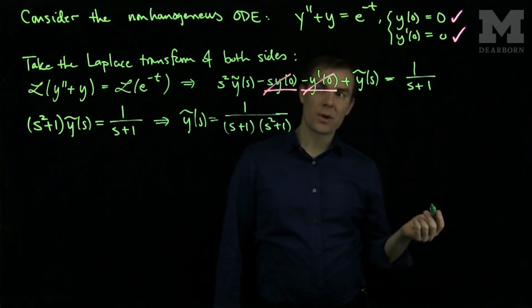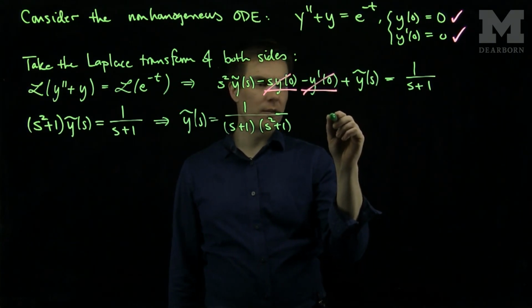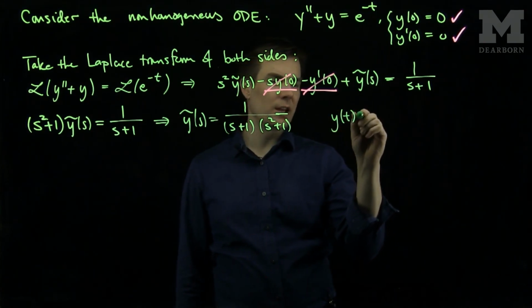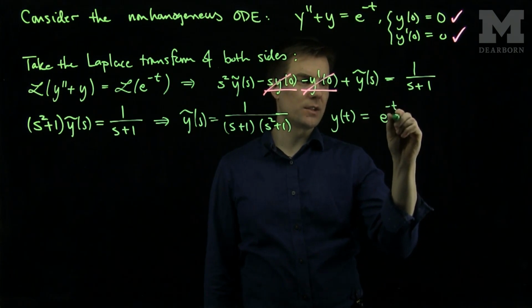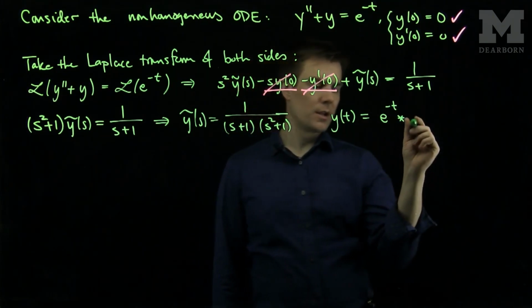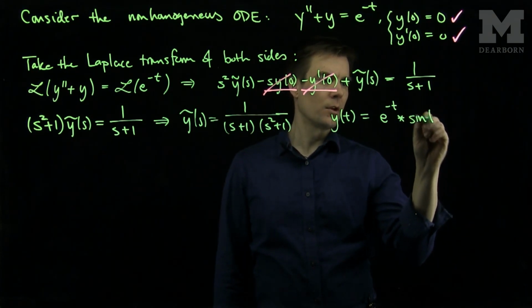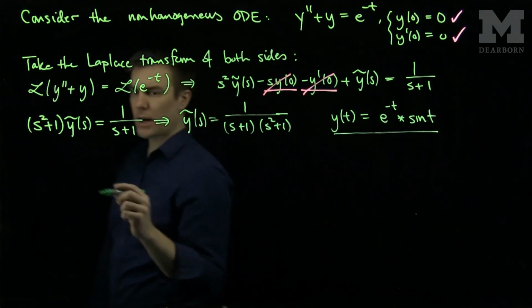Now we have two ways that we can invert this Laplace transform. The first thing we can observe is that if I want to take the inverse Laplace transform, y of t will be the convolution of these functions. It'll be e to the negative t convolution, the inverse Laplace transform of 1 over s squared plus 1, which is sine. So we can compute our solution by convolution, or we can compute our solution by partial fractions.